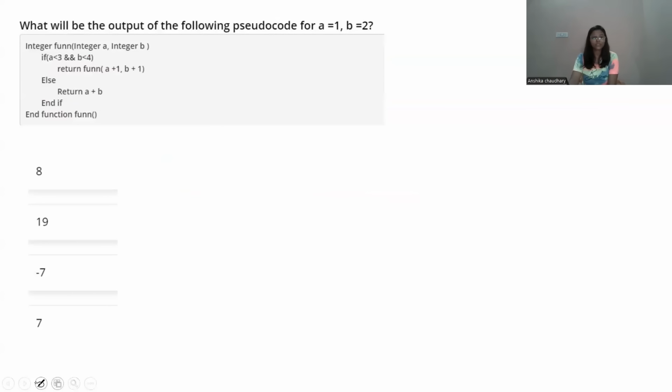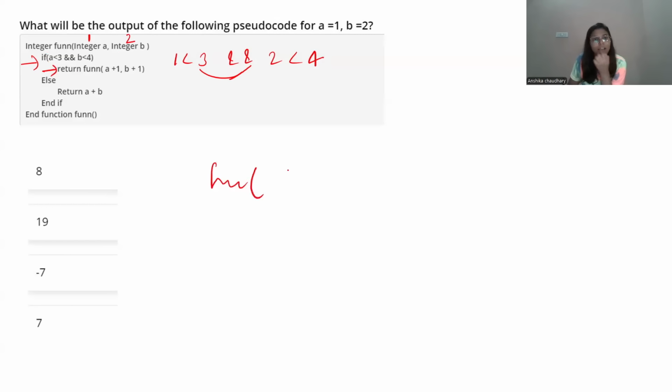Okay, so let's move on to the next question. The next question is a equals 1 and b equals 2. So there is a function. So a will come here and 2 is passed here. Okay, now if a is less than 3, so 1 is less than 3, logical and b is less than 4. So 2 is less than 4. Yes, both of the conditions are true and true. So the whole condition will be true only, right? Return function. Okay, so there is a function called a plus 1. That means 1 plus 1, that means 2. b plus 1, that means 3, right?